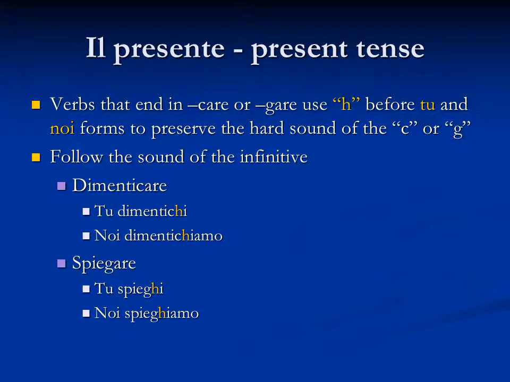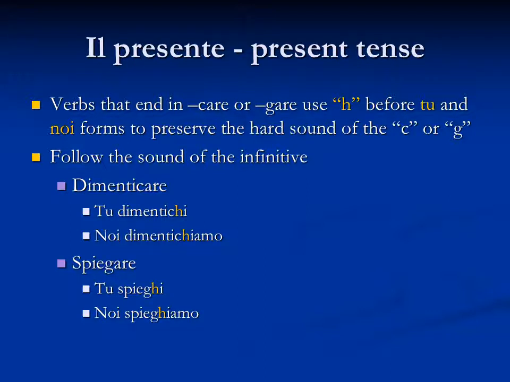So with the verb dimenticare, we have a hard c. Now if I weren't to put that h in there, the sound wouldn't be dimentichi, but it would be dimentici. So again, that h is very important for the phonetics. The same thing occurs with the noi form. Because we're adding an iamo, and the combination of an i and a c would give us a soft sound, we want to add the h. And so it becomes noi dimentichiamo.